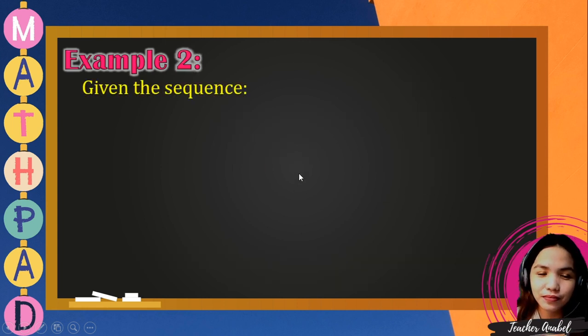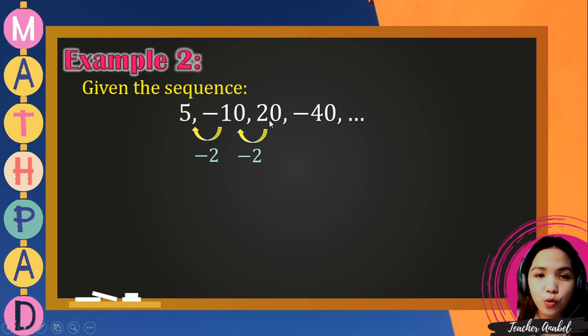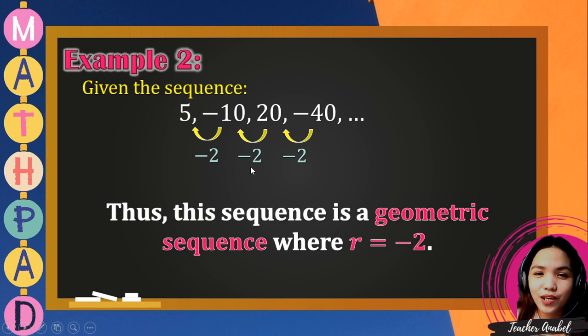Next, we have the sequence 5, negative 10, 20, negative 40. So negative 10 divided by 5 is equal to negative 2. 20 divided by negative 10 is equal to negative 2. Negative 40 divided by 20 is equal to negative 2. Thus, this sequence is also a geometric sequence where the common ratio is equal to negative 2.